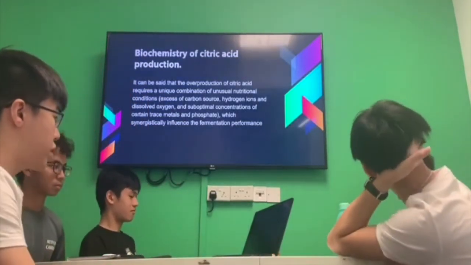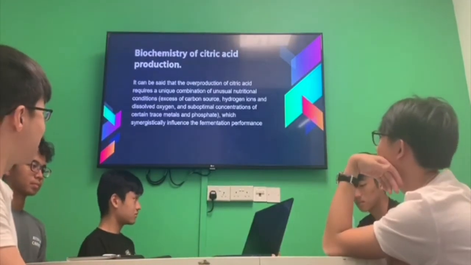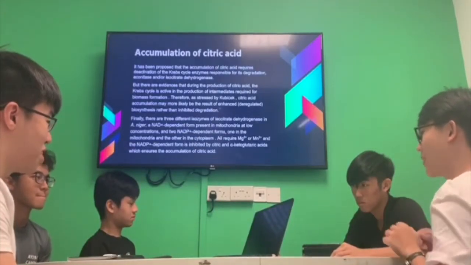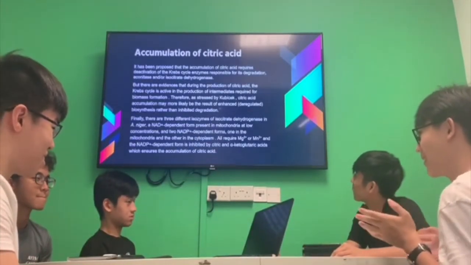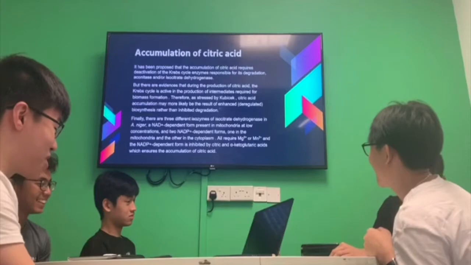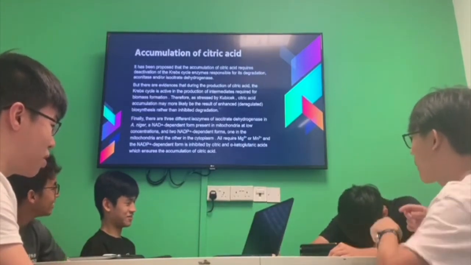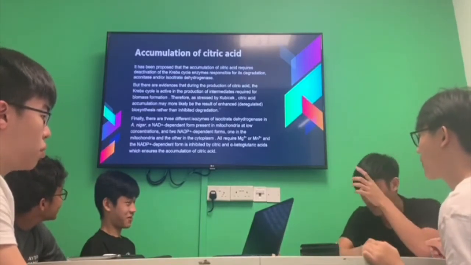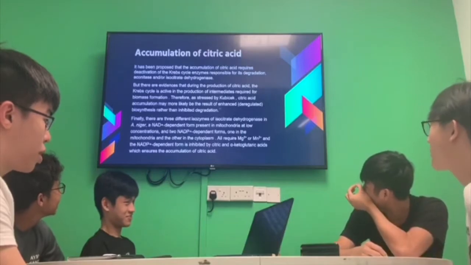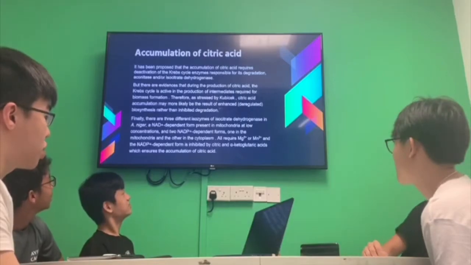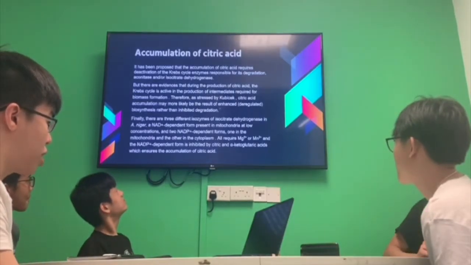The biochemistry of citric acid production is, by definition, the overproduction of citric acid in Aspergillus niger. There is an NAD positive dependent form present in mitochondria at low concentrations, and two NADP positive dependent forms, one in the mitochondria and the other in the cytoplasm. All require magnesium 2 plus or manganese 2 plus, and the NADP plus dependent form is inhibited by citric and alpha ketoglutaric acids, which ensures the accumulation of citric acid.